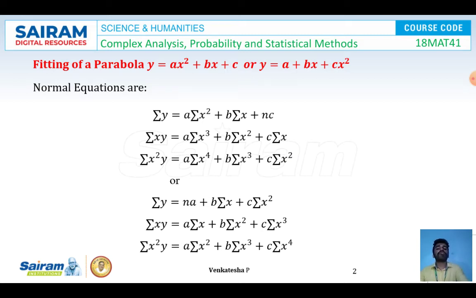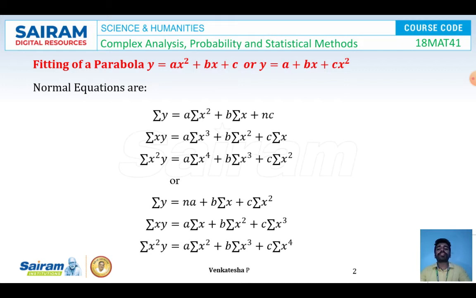Similarly, for the equation y = a + bx + cx², after applying summation, we'll be getting Σy = na + bΣx + cΣx². Now multiplying x on both the sides, applying summation, I'll be getting Σxy = aΣx + bΣx² + cΣx³. Multiplying x² on both the sides, we'll be getting Σx²y = aΣx² + bΣx³ + cΣx⁴.